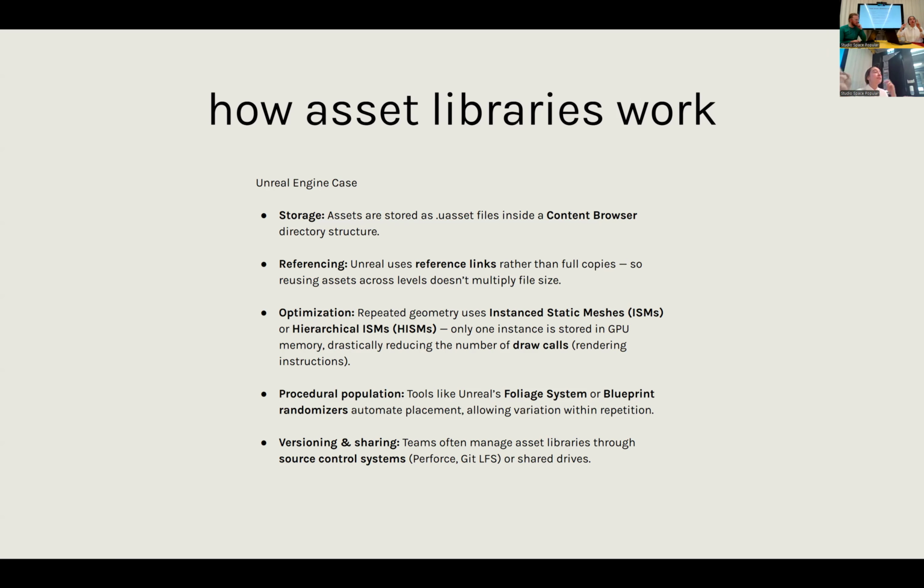Then it is referenced. So software like Unreal Engine is basically calling the original. Even if you open Unreal and then you have a catalog and you say, this object, I want it to be here, that data is always being pulled from the original asset. And this basically optimizes the process of rendering.